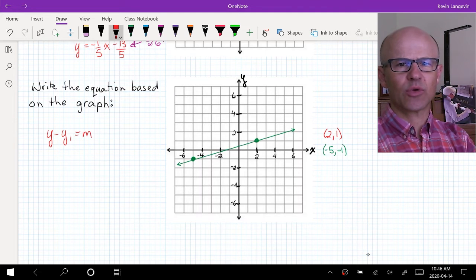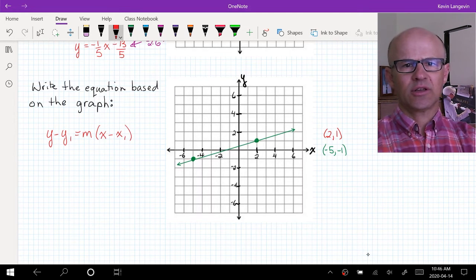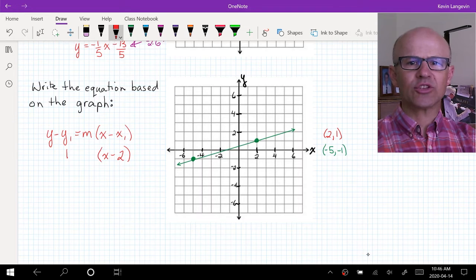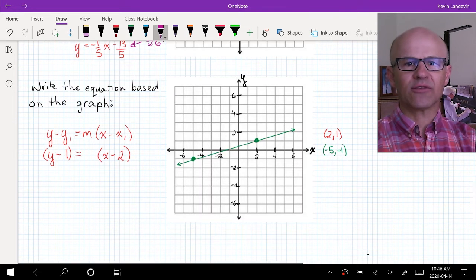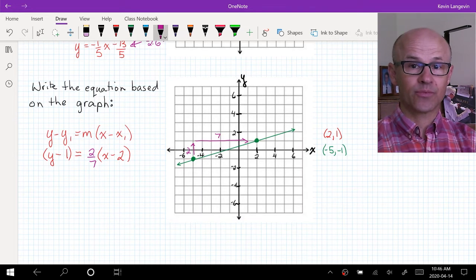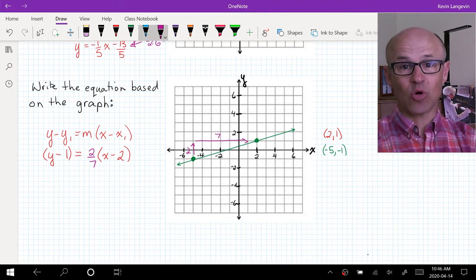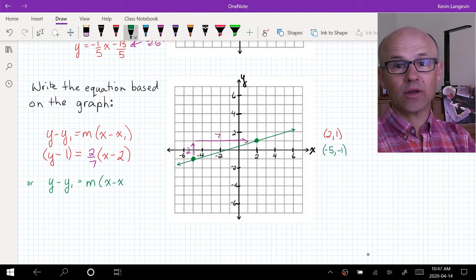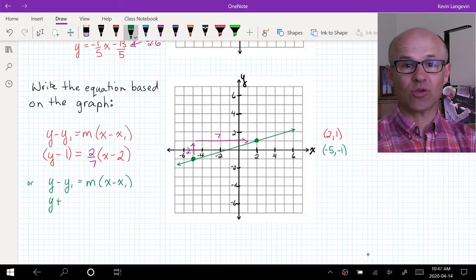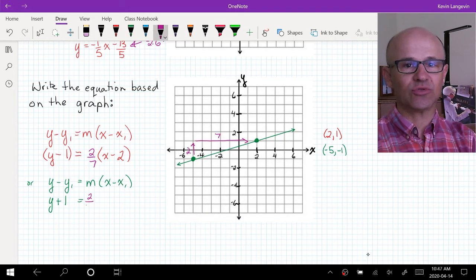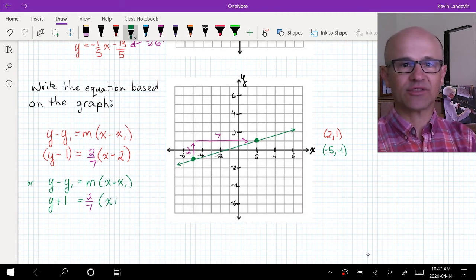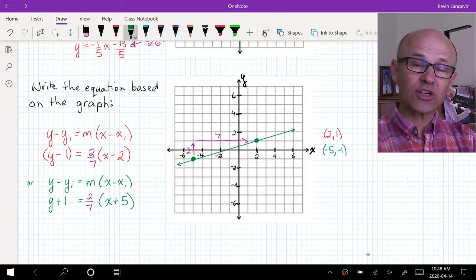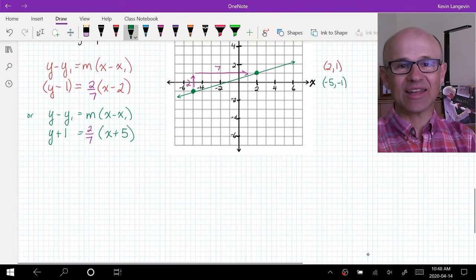just writing out the equation, I could plug in the 2 and the 1, and then to find the slope, you'll notice I'm going up 2 over 7, so I write in my slope of 2/7. I could also use the other point and write it out as y plus 1 is equal to, again, I'm going to use that 2/7, x plus 5. Both of these equations are the same line.